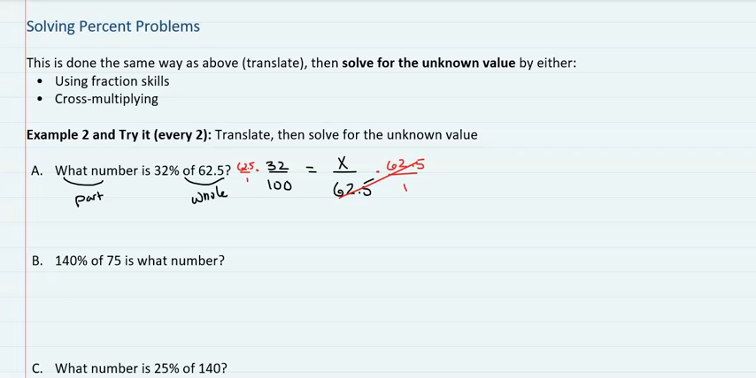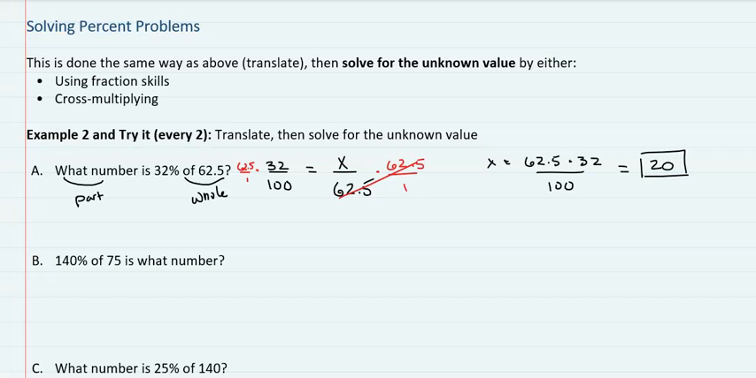And we get x equals 62.5 times 32 divided by 100. And you can put that all in your calculator all at once. So 62.5 times 32 divided by 100. Your calculator knows what to do with that. And you would just get, and I'm going to rewrite it, x equals 62.5 times 32 over 100. And that is going to give you 20.